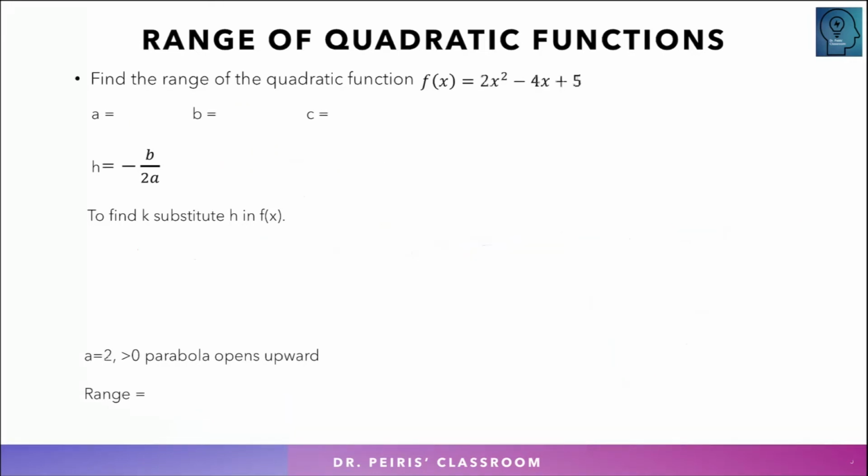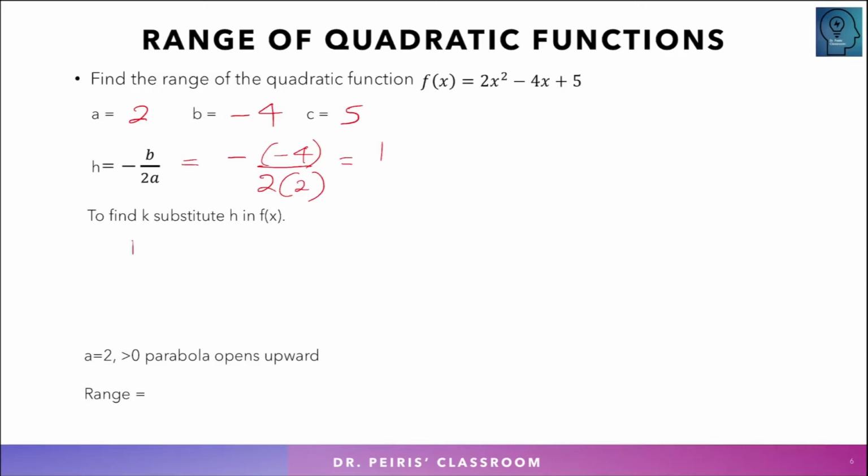Let's see another one. So for this one, the value of the a is 2, b is -4, c is 5. A equals 2, b equals -4, c equals 5. And again we find the h, the x coordinate of the vertex. It's minus b over 2a, equals minus b, which is -4, over 2 times a, which is 2. So positive 4 over 4 is 1. H is equal to 1.